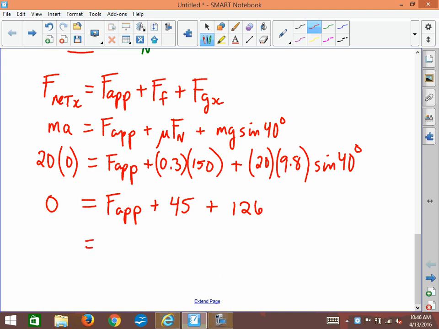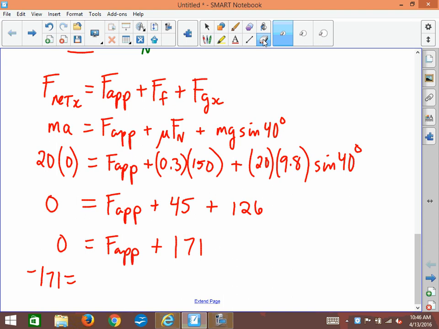So, of course, then 0 equals F applied, 126, so 100 and 4, 5, 6, 71. And when we move that to the other side, we get an answer of negative 171. And I should put my units in now. Let me erase that. We're talking about forces, so it's newtons, and it's F applied. So that means the F applied is negative 171.